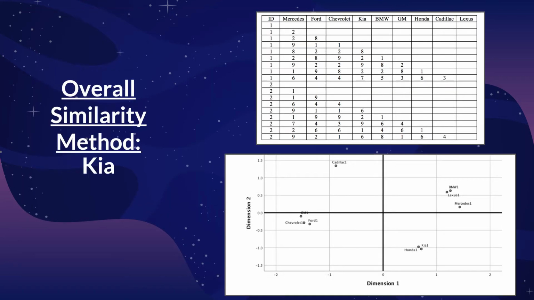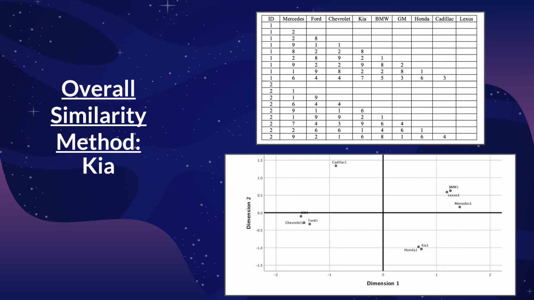Let's take a look at another example, except this time we're going to examine the overall similarity method. Here, similarity judgments are determined by assessment of a brand's similarity with other brands. Let's use an example developed by Kia that assesses its similarity with other brands. Kia was interested in how it's positioned in consumers' minds relative to other brands.